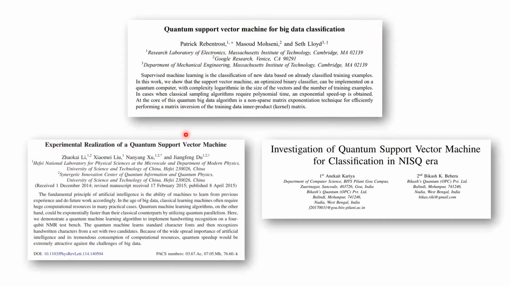So for this presentation, I have read these three papers. The first is titled Quantum Support Vector Machine for Big Data Classification by Rebentrost. And I think this is the first paper that suggests that there is some advantage in performance if you use a quantum computer by calculating the quantum support vector machine variables.